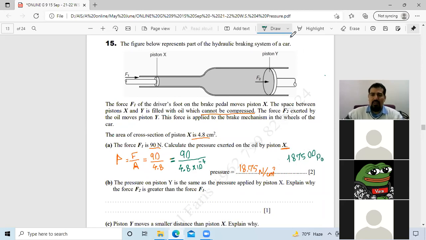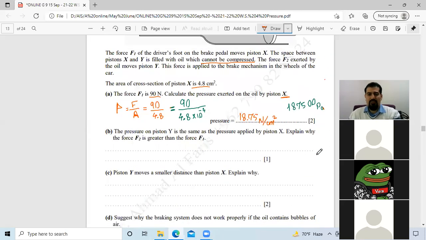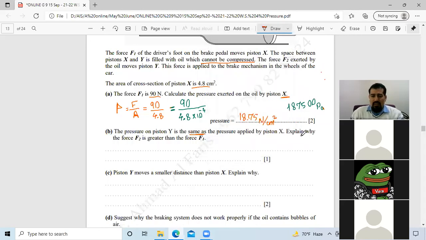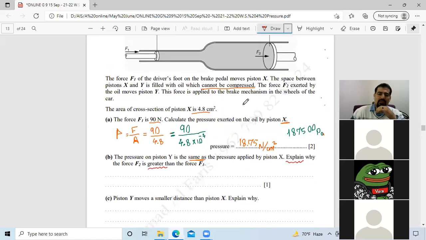So you can put it this way, or you can put it that way. It's your decision in the exam. I prefer the Pascal one, no problem. Good? Okay, let's continue. Part B. The pressure on piston Y is the same as the pressure applied by piston X, the same pressure. Explain why force F2 is greater than force F1. Who can tell me why F2 is greater?